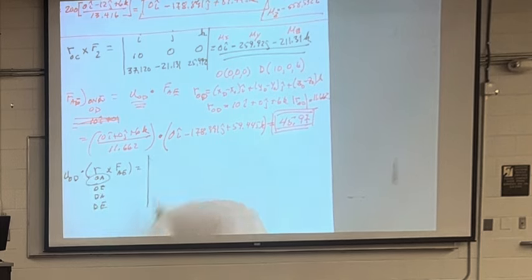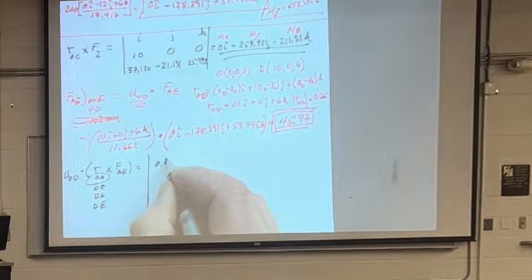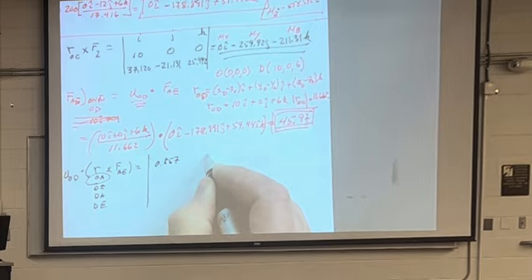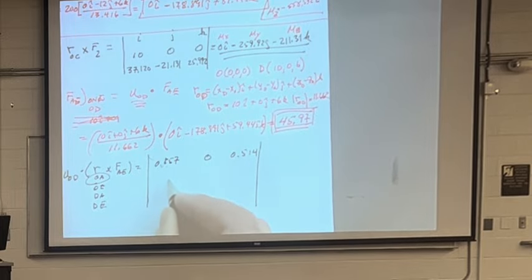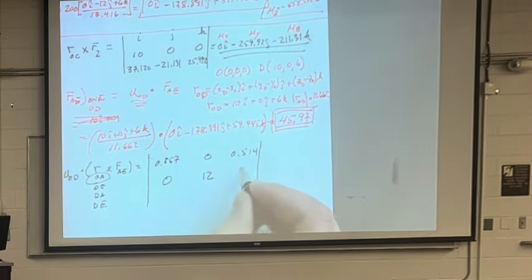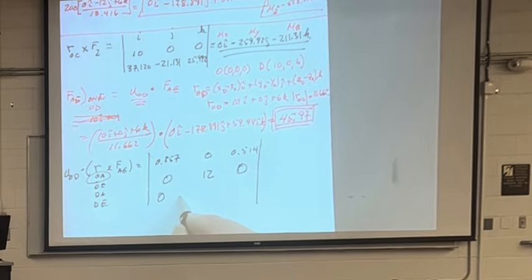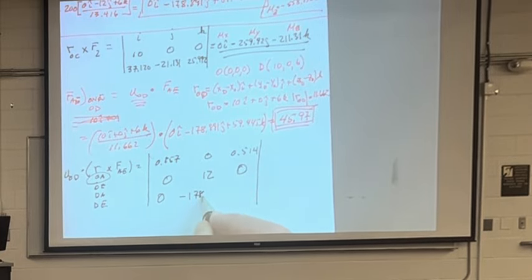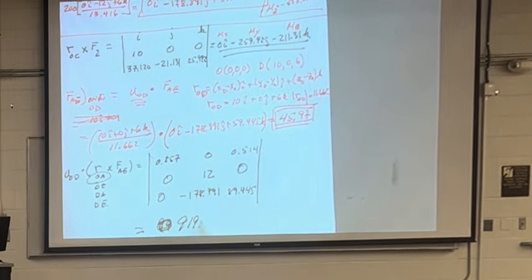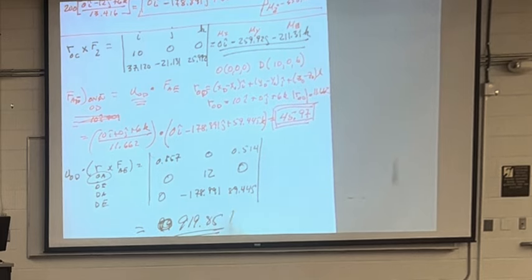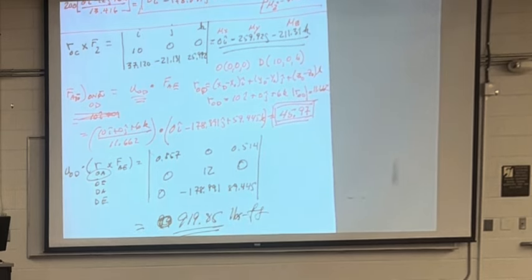So this would be this determinant: 0.857, 0, 0.514, and 0, 12, 0, minus 178.891, 89.445. Answer: 919.85 pound-feet, because it's a moment.